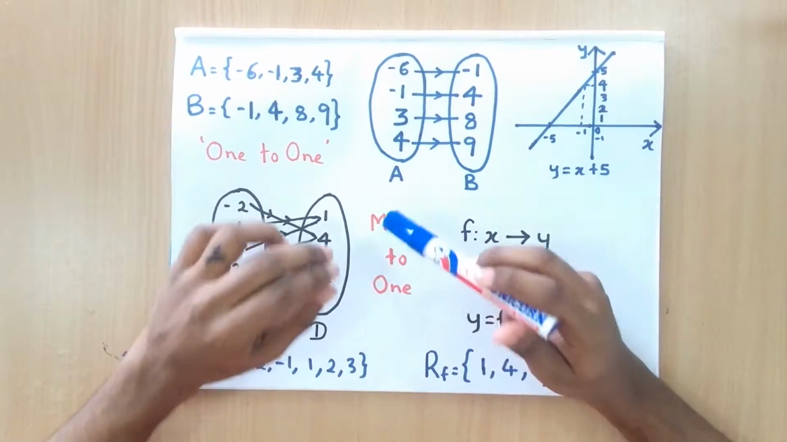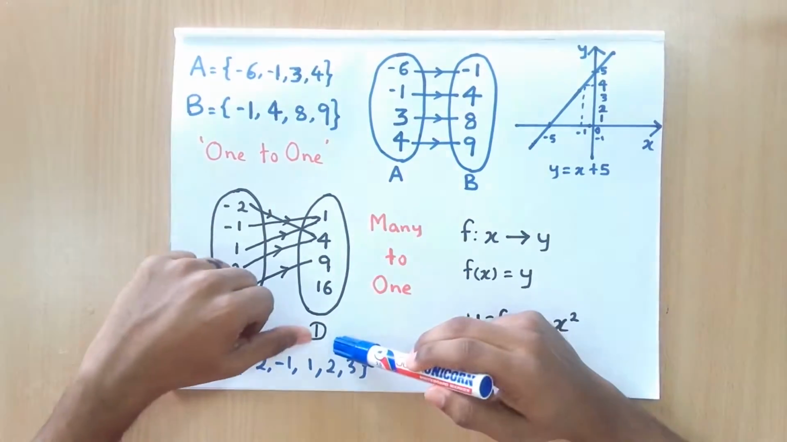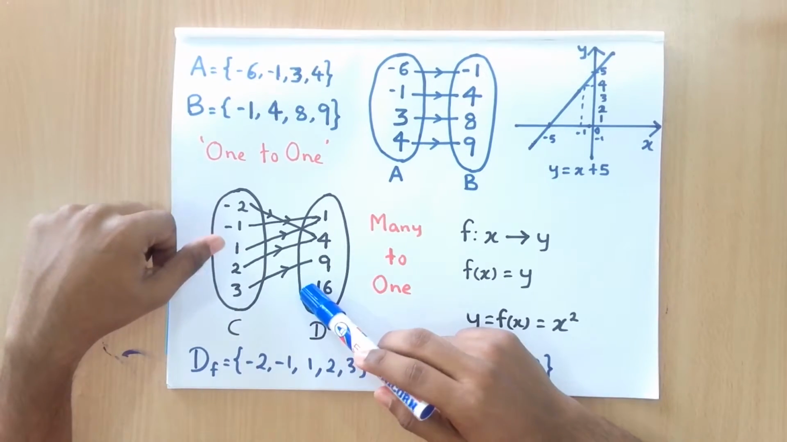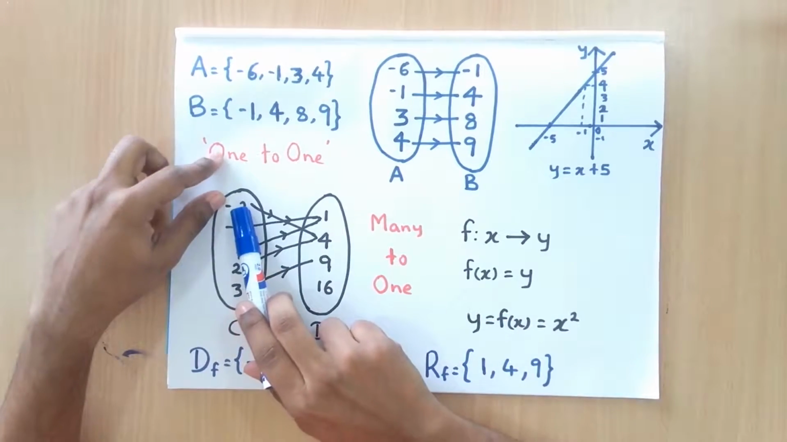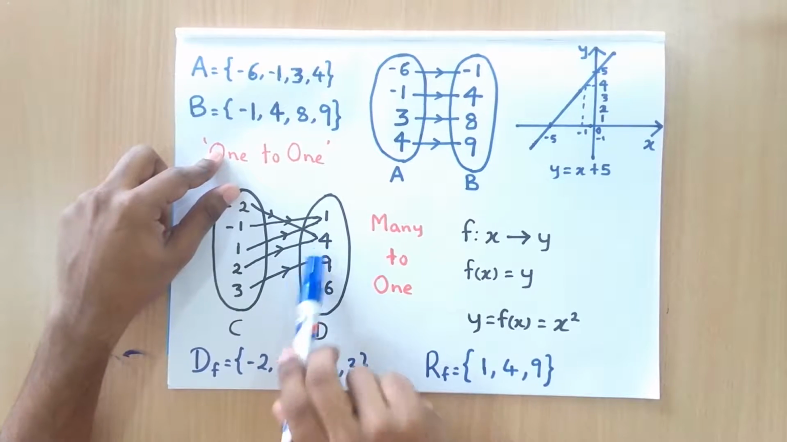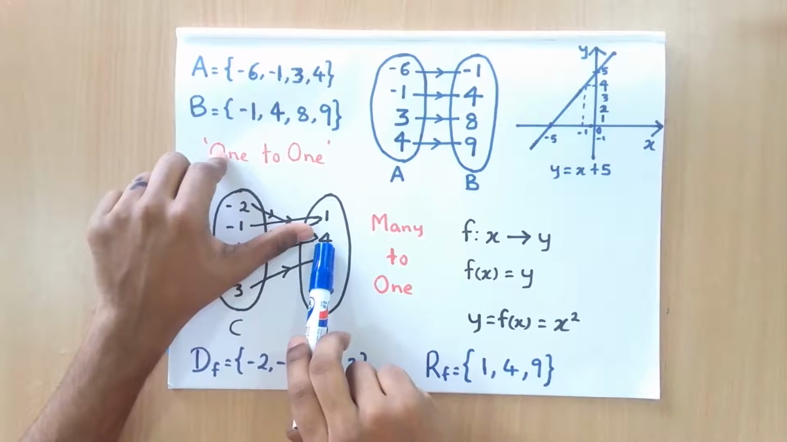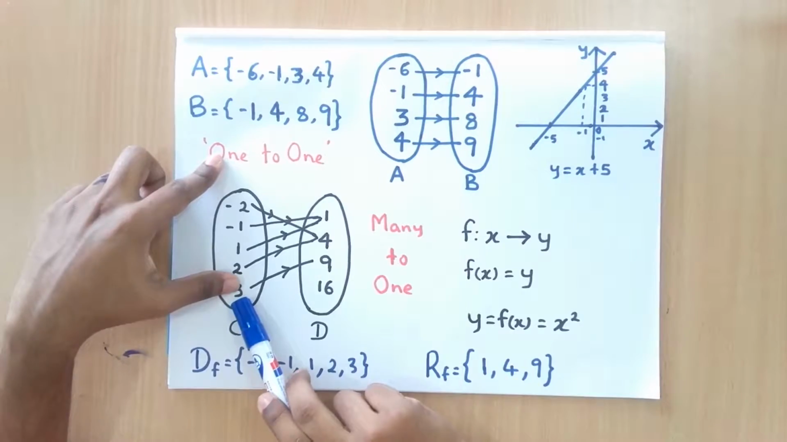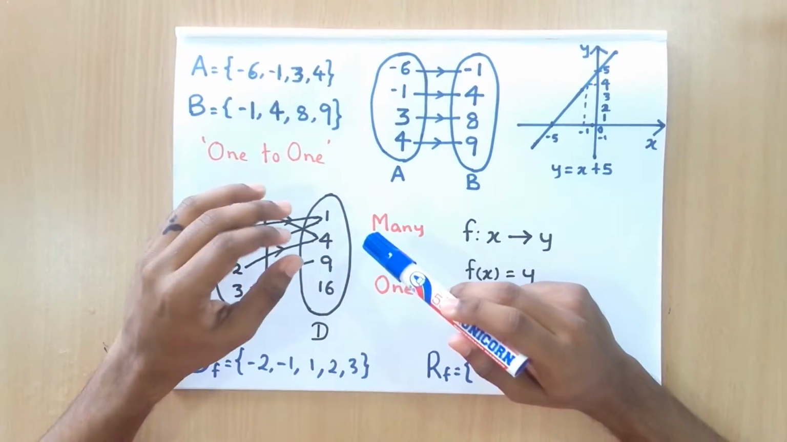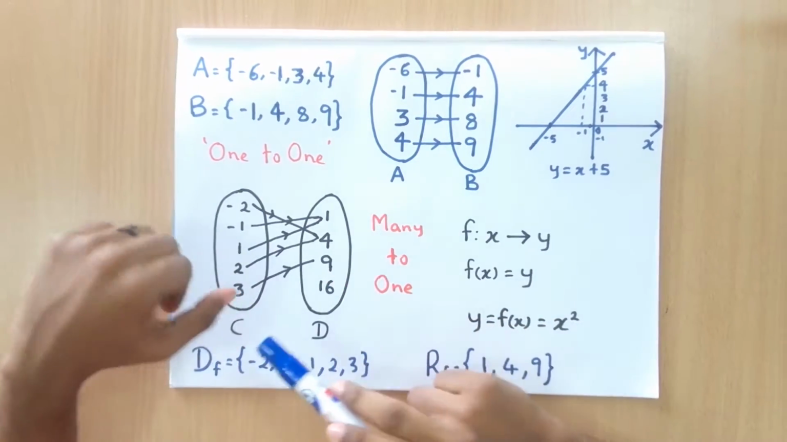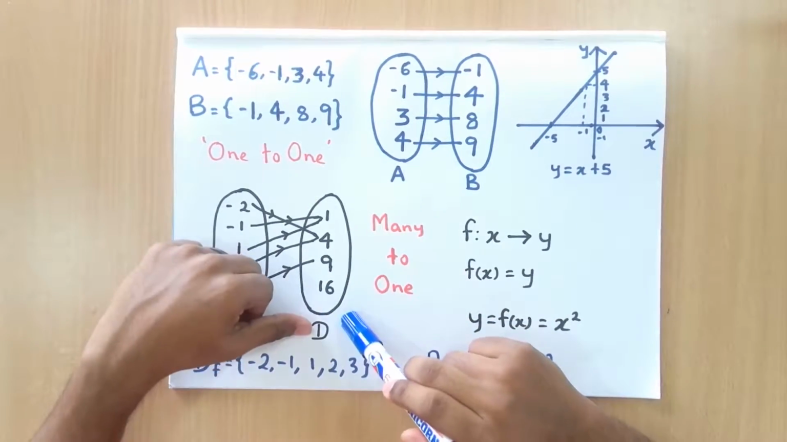You may have also noticed that the set D is the square of the set C. The square of -2 is 4, and the square of 2 is also 4. The square of 3 is 9. So there exists a mathematical relationship between these two sets.